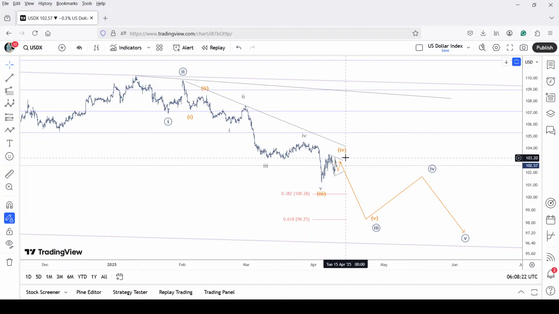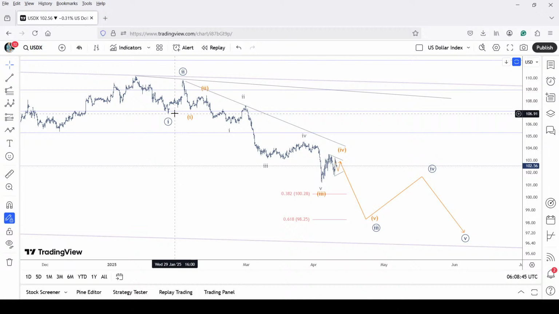103, I think 103.20. Now we are already 50 points down. So fresh shorts could have been initiated then. If it is not yet done, you can initiate now as well. The only thing is the stop loss will still go towards 106.91, which is 107 almost.